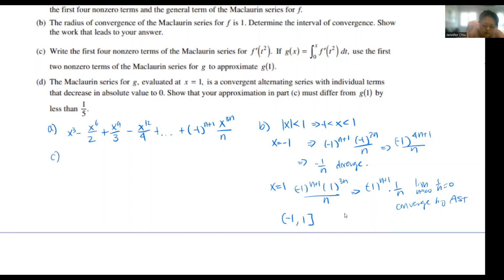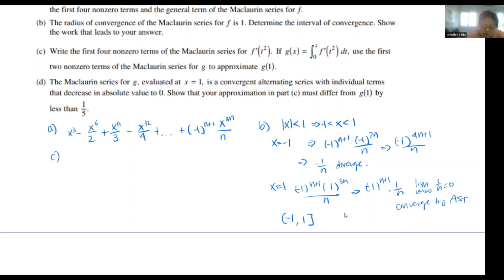Part C says write the first 4 non-zero terms of the Maclaurin series for f prime of t squared. If g of x equals the integral from 0 to x of f prime of t squared dt, use the first 2 non-zero terms of the Maclaurin series for g to approximate g of 1. Okay, one at a time. We can find f prime of x first, then we'll plug in the t squared. So that will be a little bit easier, right?